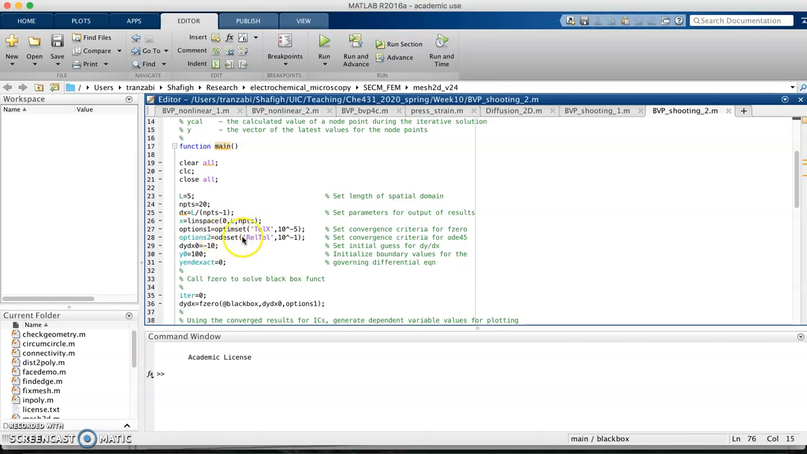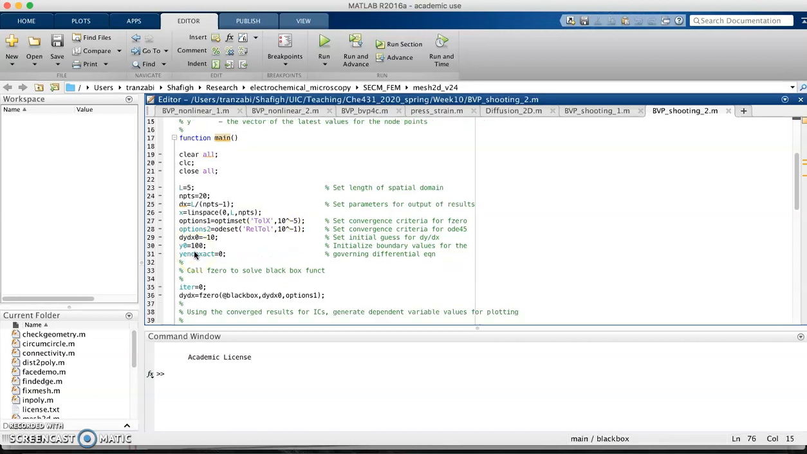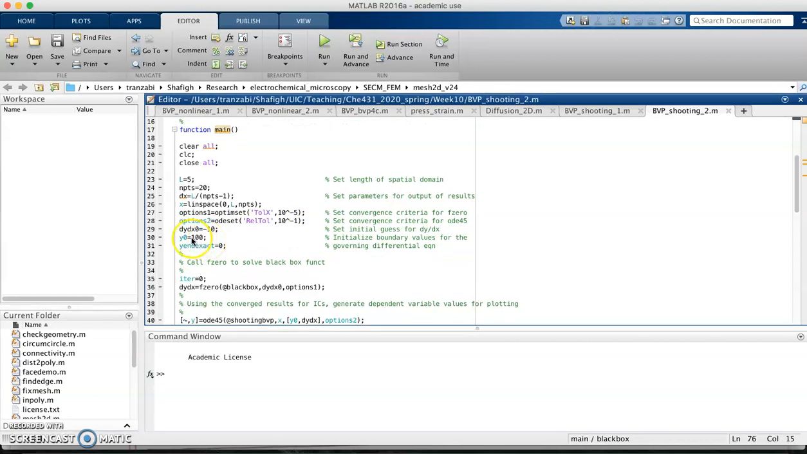We set up two tolerances. One is for convergence in F0 or the root finding, and then the second convergence or tolerance is for the ODE solver. We know that for ODE we have to also have a tolerance for the stopping condition. So this is how I set them up. Then the values that are given to us is the function value on the left end 100, function value on the right end is 0.